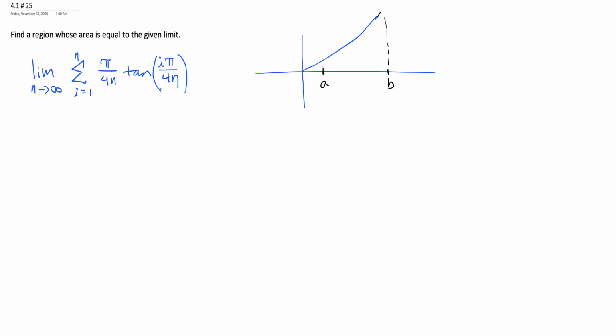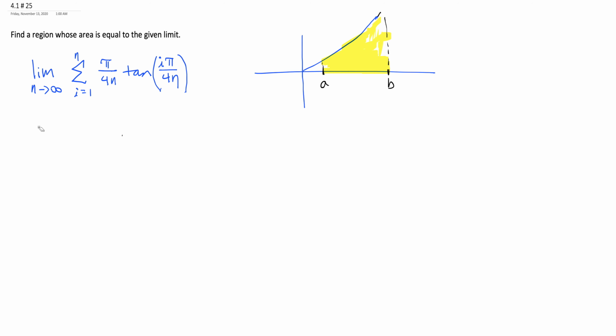Well, actually not find the area. We have to find the equation of that curve that represents this. So this right here represents the area. So this right here is the area of the curve. Our goal is to find the equation of the curve, and also to find the bounds.